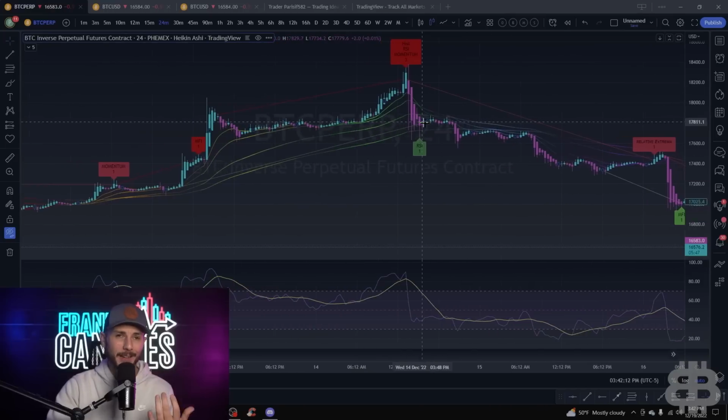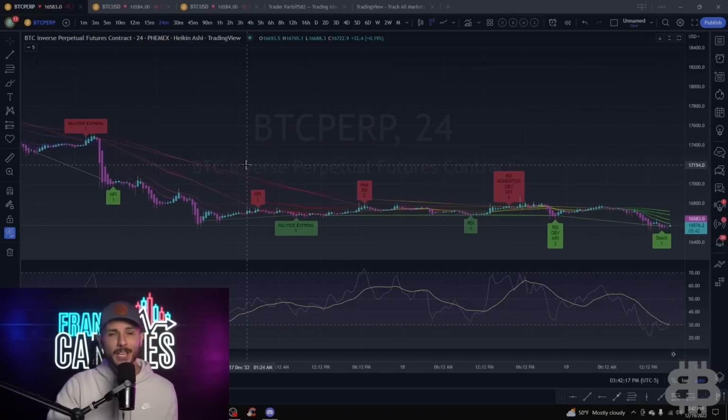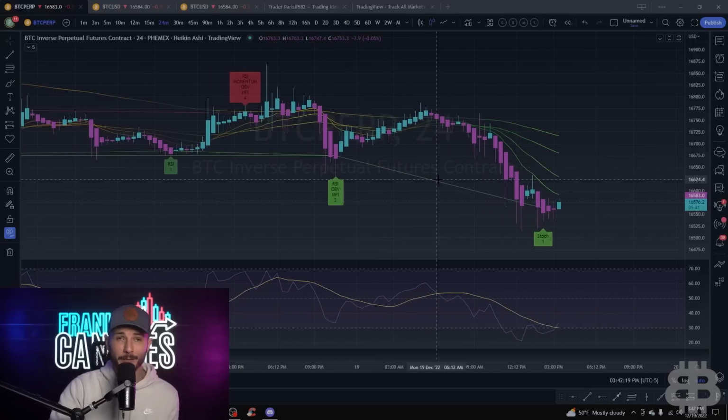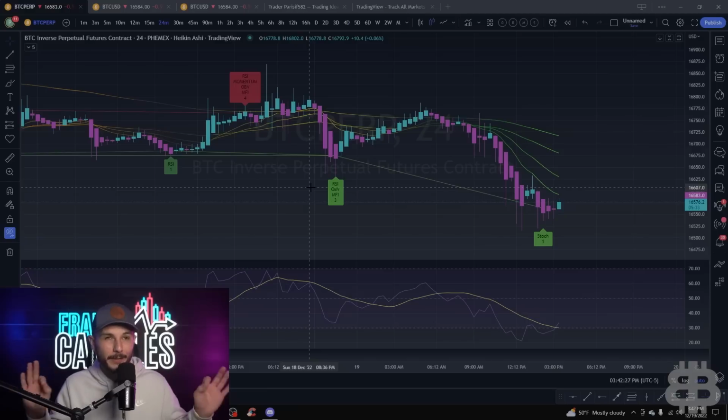This also helps you find out where the strong divergences are and where the false signals might pop up. So super useful indicator if you don't want to find these manually, but you can totally find these with free indicators on TradingView. It just takes a little bit of extra work to actually spot them and confirm them.